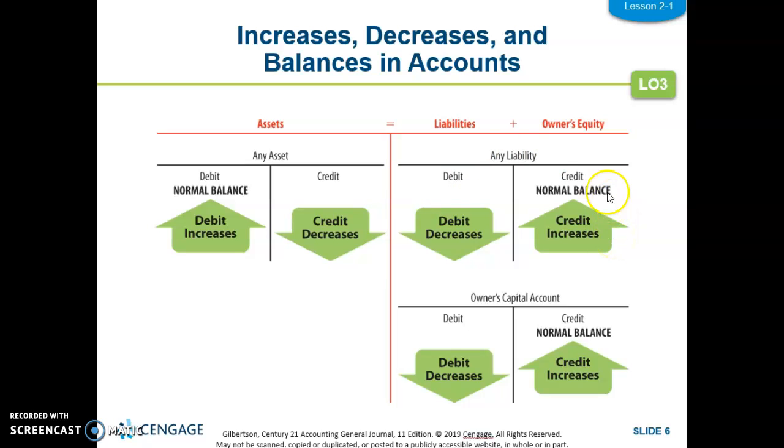On the right side of our equation, any liability, which is our accounts payable, is going to have a normal balance of a credit. So if we were to buy supplies on account, the amount we would owe in accounts payable would increase with a credit. When we pay that accounts payable, it's going to decrease with a debit. And then we have our owner's capital account. Say they were to invest money into the business, we would record that on their normal balance credit side, and then they would decrease with a debit.